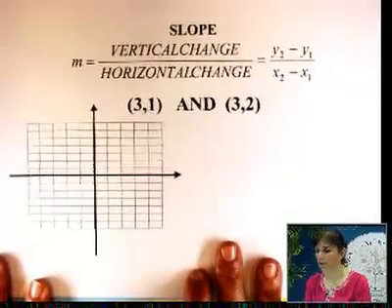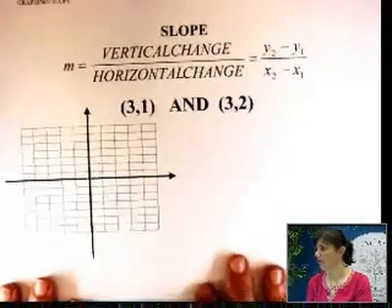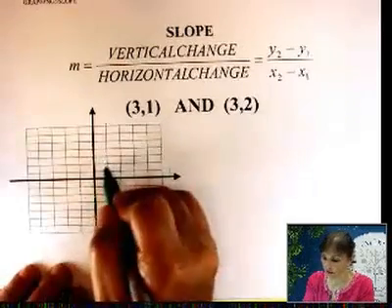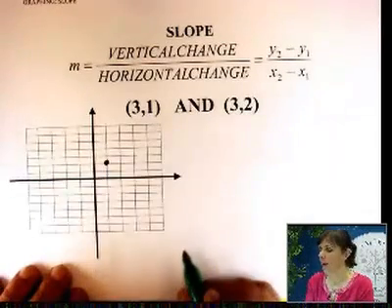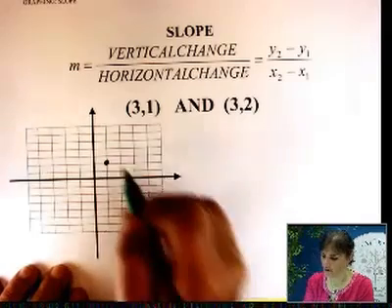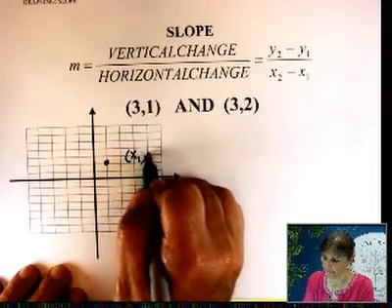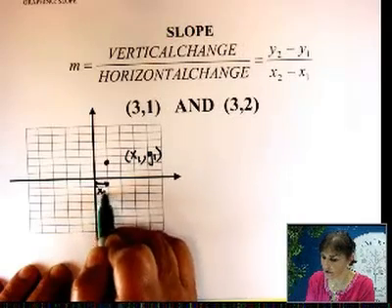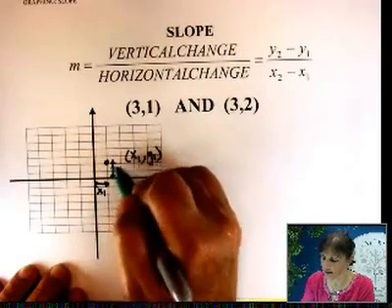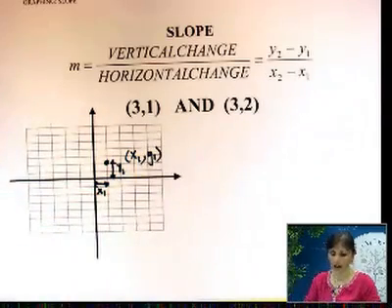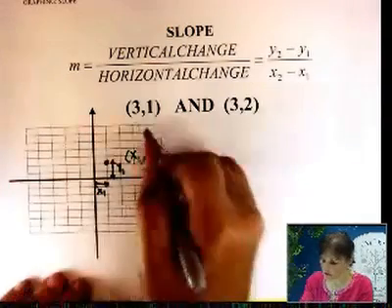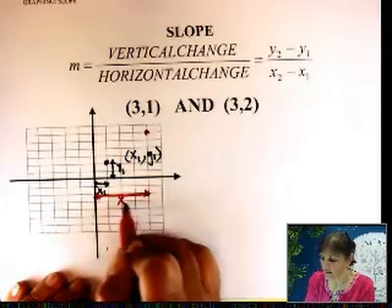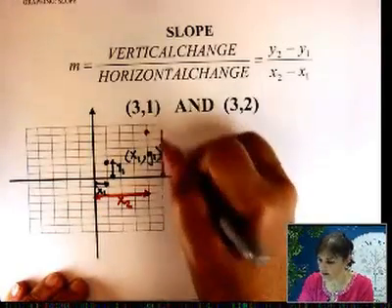Definition. Vertical change over horizontal change. Y2 minus Y1 over X2 minus X1. What does that mean? All right. When you have X1, Y1 in here, what that means is this distance is X1 and this distance is Y1. When I have X2, Y2 here, this distance is X2 and this distance is Y2.